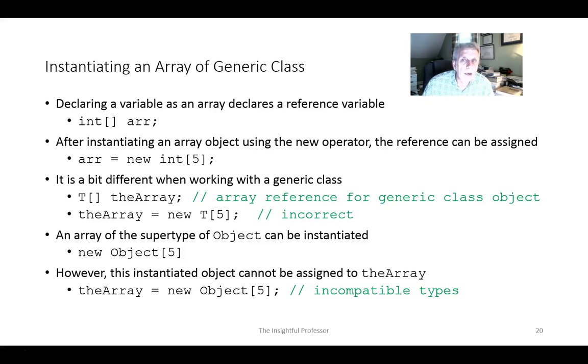To instantiate an array of a generic class is a bit tricky, but with the understanding of the inheritance that we just discussed here, that should help us solve the problem. So to declare a variable as an array, you would say, here's our base type, and then the square brackets to indicate there'll be a collection of values of this type. Then you have a reference variable. That simply creates the variable that can hold the reference. That does not instantiate the array.